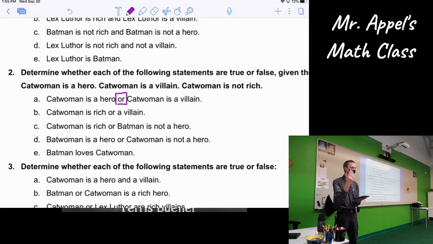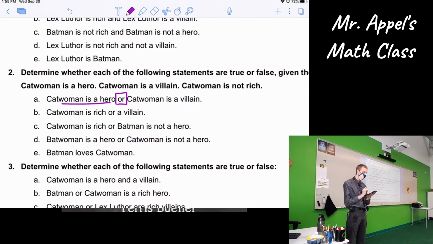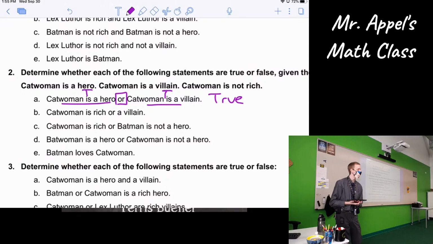So now what do I need to make this true? I only need one side. Right? So if you would agree Catwoman is a hero, as I've stated there, that side is true. That's enough. We can already state the whole thing must be true, regardless of whether or not she is also a villain. Although it does so happen that this one is true as well. That is not required. Right? You only need one side to be true for an or.